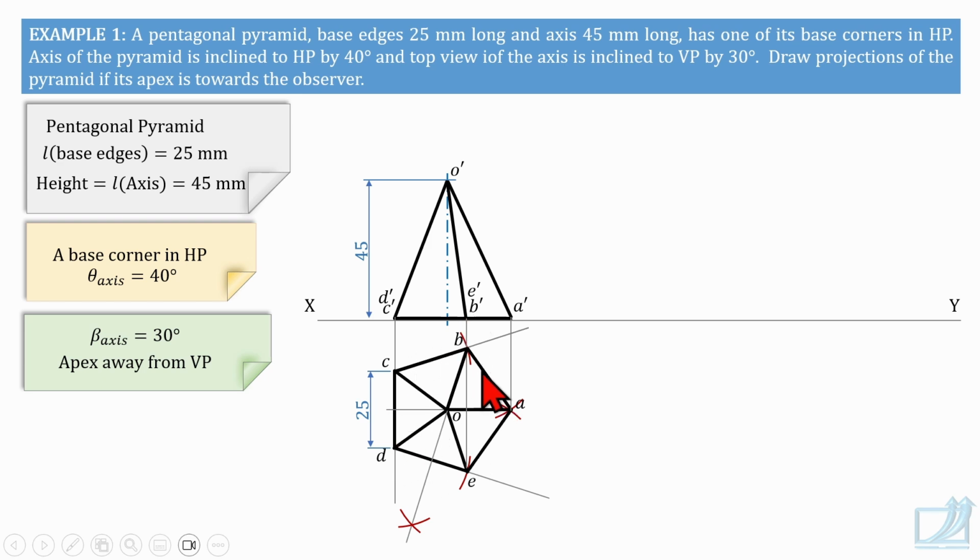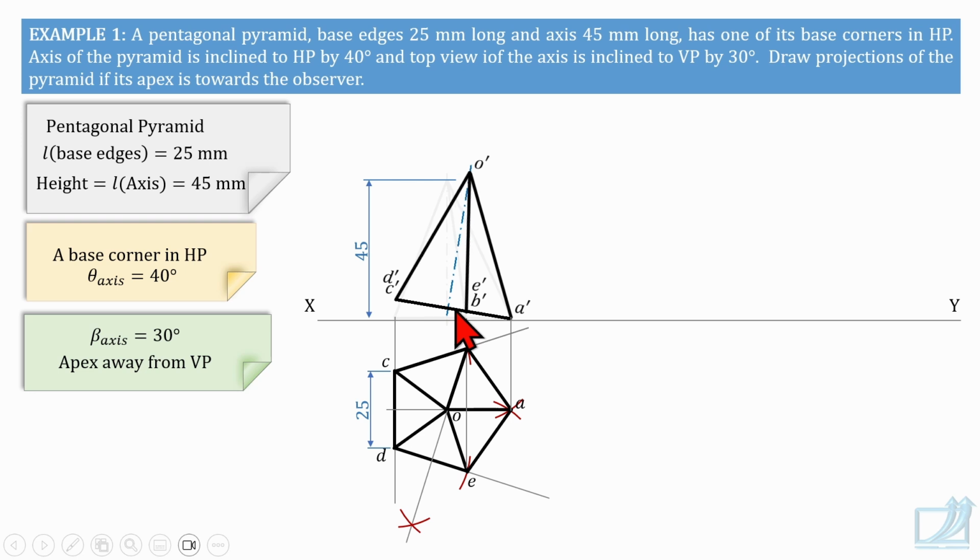True shape of base. In one view you get the true shape of base and in the other view you get the true length of axis. Opposite to the true shape of base you always get the true length of axis. And the true length of axis view is always a triangle. Now for the second stage we rotate the true length of axis view.